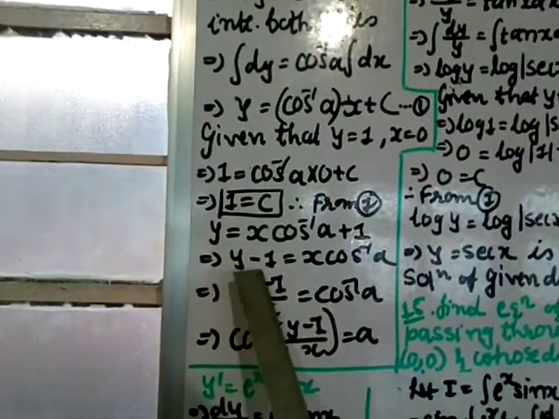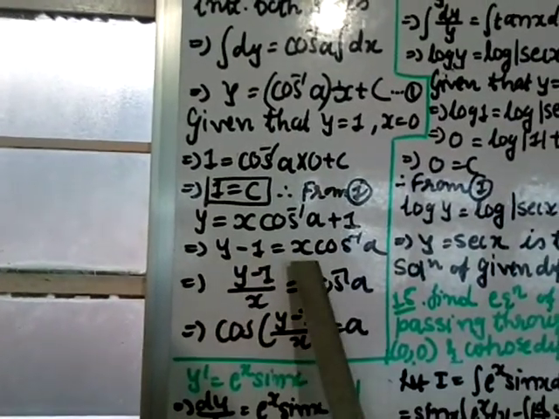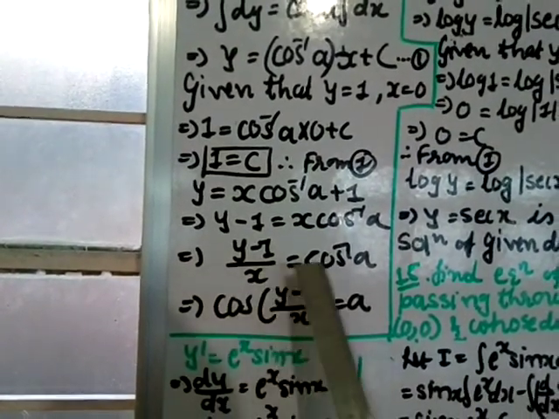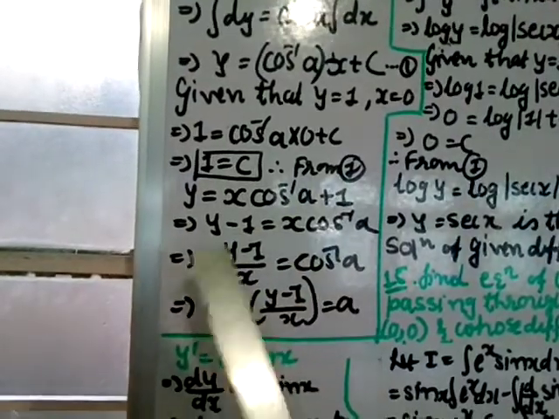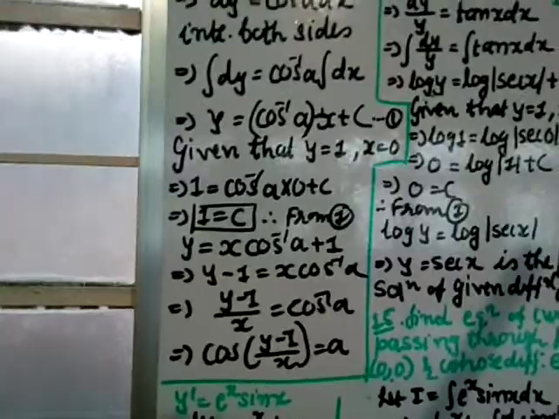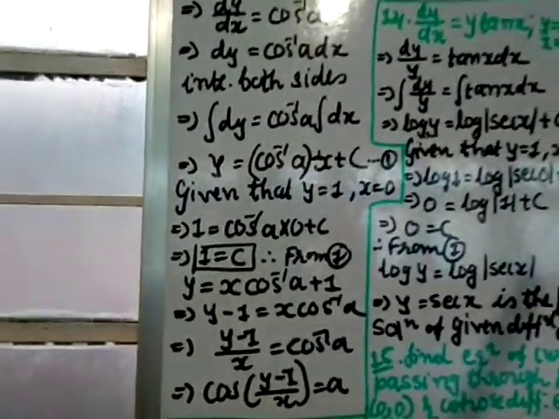Plus 1 you transfer here, minus. So y minus 1 = x cos inverse a. X you transfer, it will go in the denominator. (y minus 1)/x = cos inverse a. Cos inverse transfer here, cos((y minus 1)/x) = a. So this is the particular solution for the given differential equation.